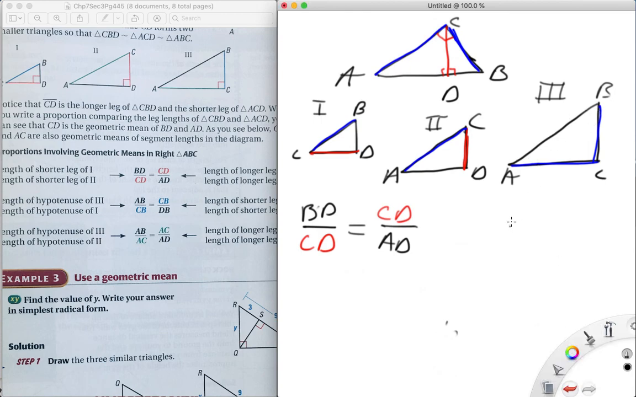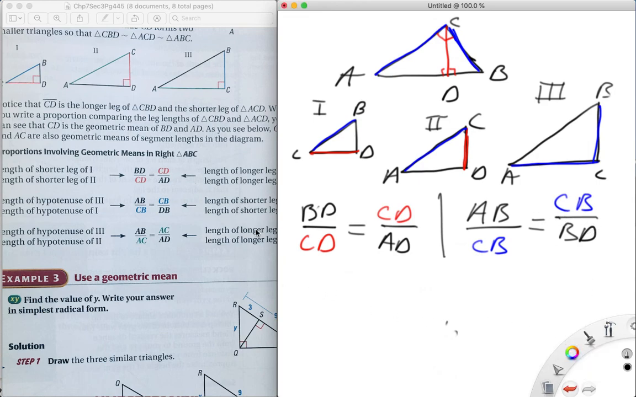The second one has to do with hypotenuses. The hypotenuse of the biggest one, 3, AB, over the hypotenuse of the smallest one, 1, CB, is also the shortest leg of the biggest triangle, 3, CB, over the shortest leg of 1, BD. So the hypotenuse of 3 over the hypotenuse of 1 is, this hypotenuse is also the short leg of 3 over the short leg of 1.